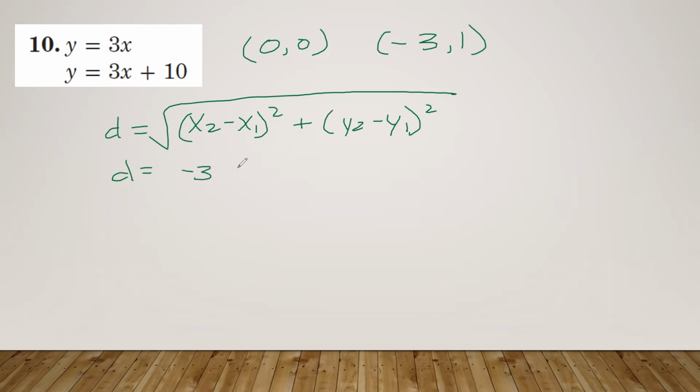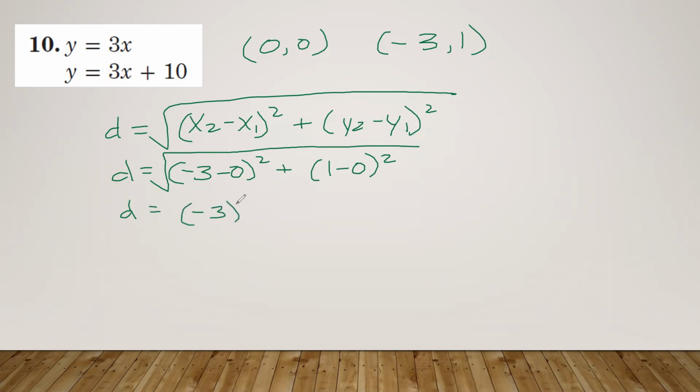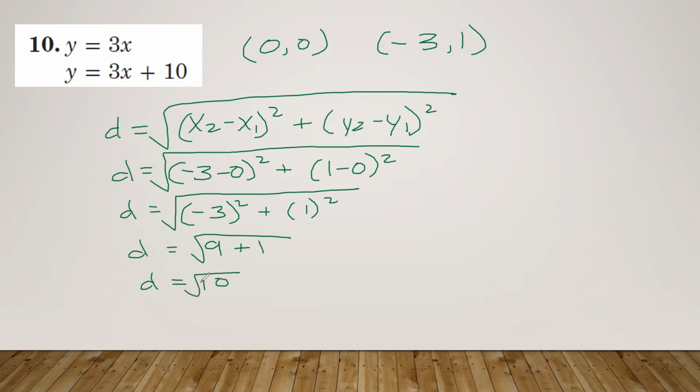So we have negative 3 minus 0 squared plus 1 minus 0 squared, square root of that. And then we end up with negative 3 squared plus 1 squared. And then that ends up being 9 plus 1, which is equal to 10. Okay, and there is no factor of 10 that's a perfect square. So that is as far as we can go.